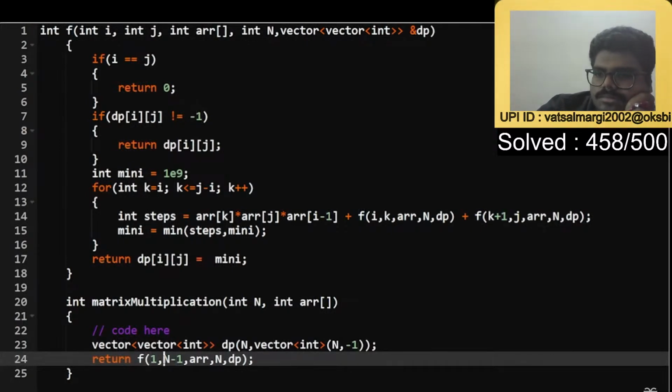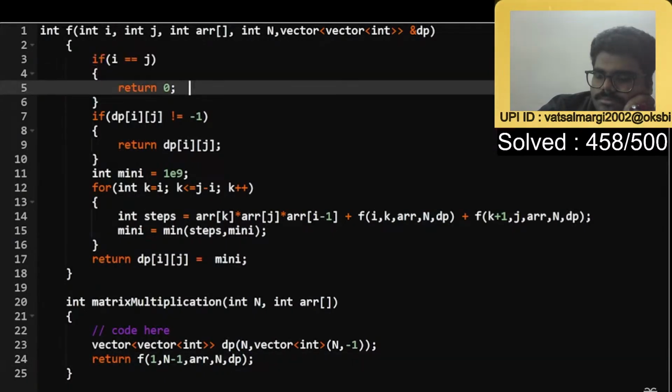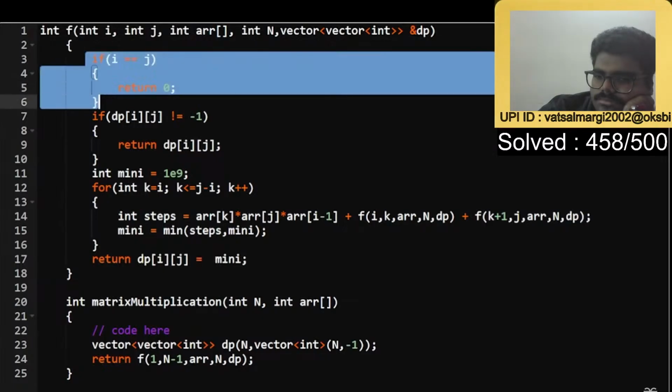We'll start from 1 till n-1. So that is where we can do the partition. We'll pass the array, we'll pass the n, we'll pass the dp part, and then in this function, if i is equal to j, that means that i and j are pointing at the same values. So this basically indicates that there is no matrix multiplication possible. So in that case we simply return a 0.